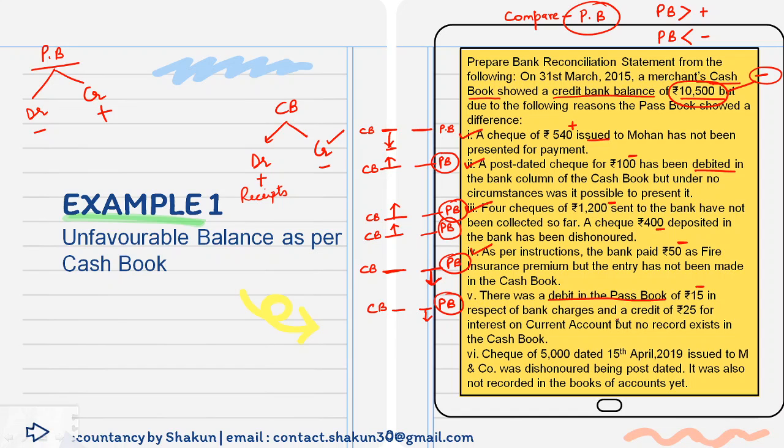Similarly, in the same transaction we have a credit of 25 for interest on current account, but no record exists in the cash book. Credit of 25, passbook credit means plus.